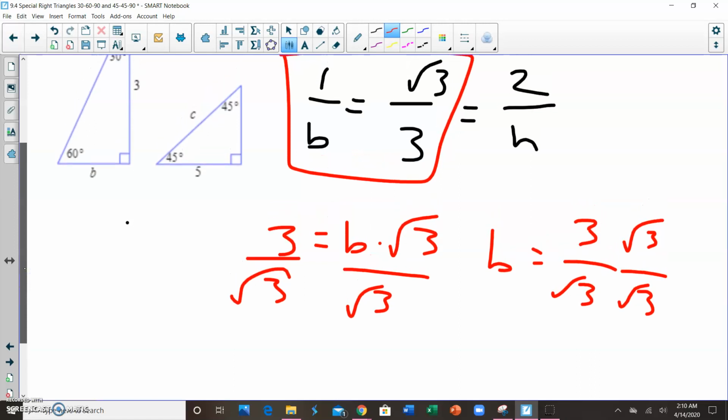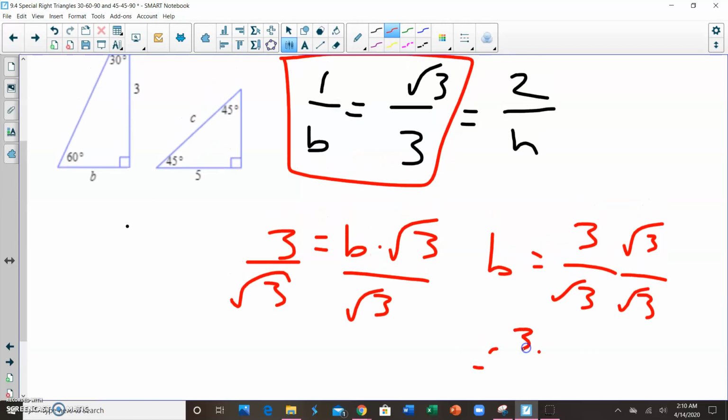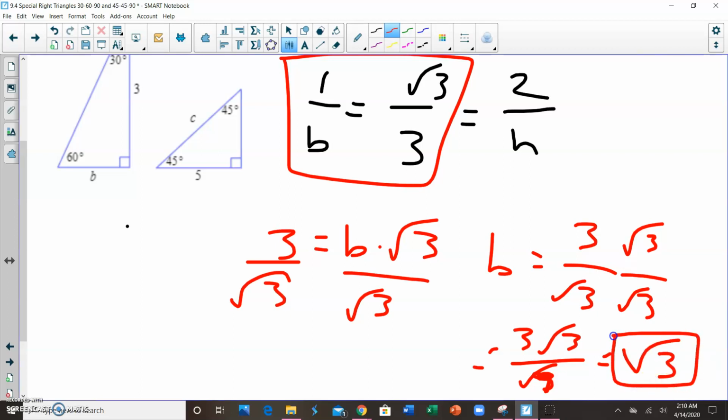So that's going to end up being 3 times the square root of 3 divided by the square root of 9. Square root of 9 is 3. 3 divided by 3 is 1. So I'm just going to end up with the square root of 3 for that problem. Interesting.